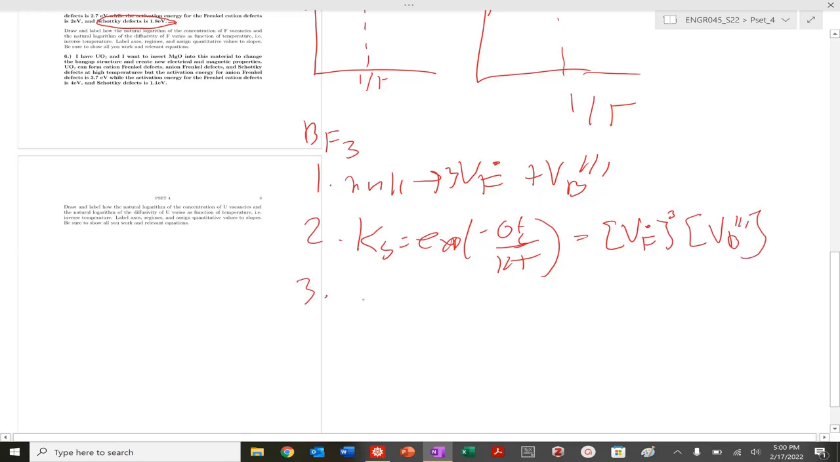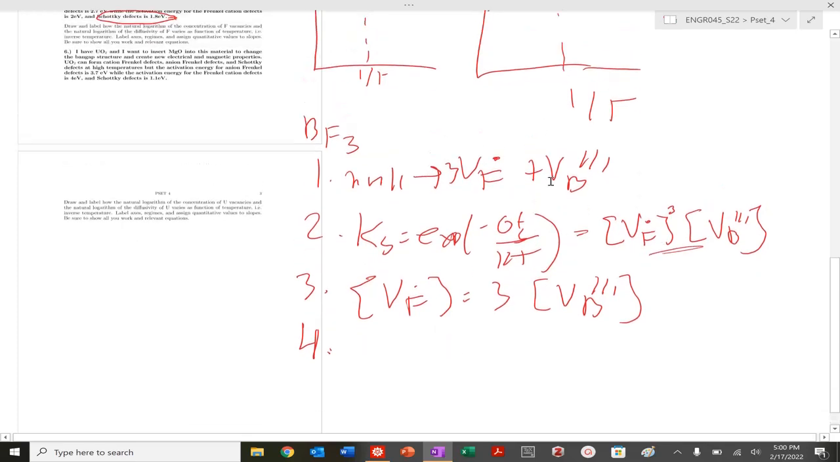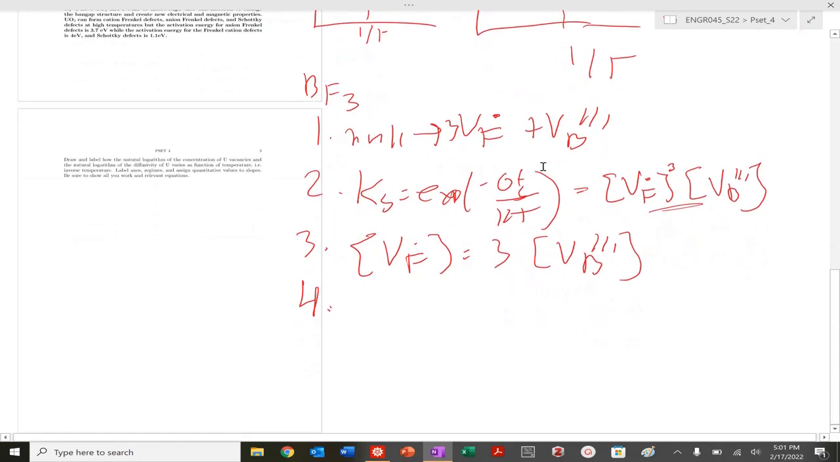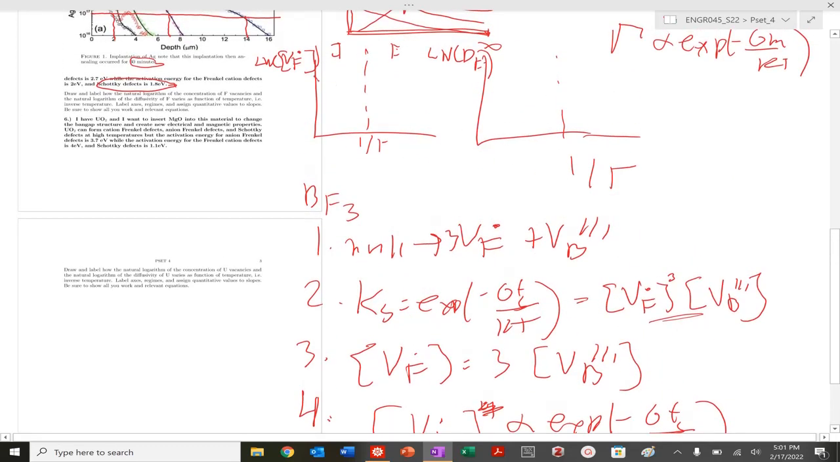I'm going to write my charge neutrality statement, or electron neutrality statement, same thing: VF equals 3 VB to 3. Then finally, I do my math, plugging equation 3 back into equation 2, because I want the concentration of vacancies in fluorine. When I do that, I get that VF to the 4th is proportional to exponential minus G formation of Schottky over KT. I'm going to get rid of the 4th here and put the 4th there, and now I'm good to go. So my slope here is minus G formation of Schottky over 4K.